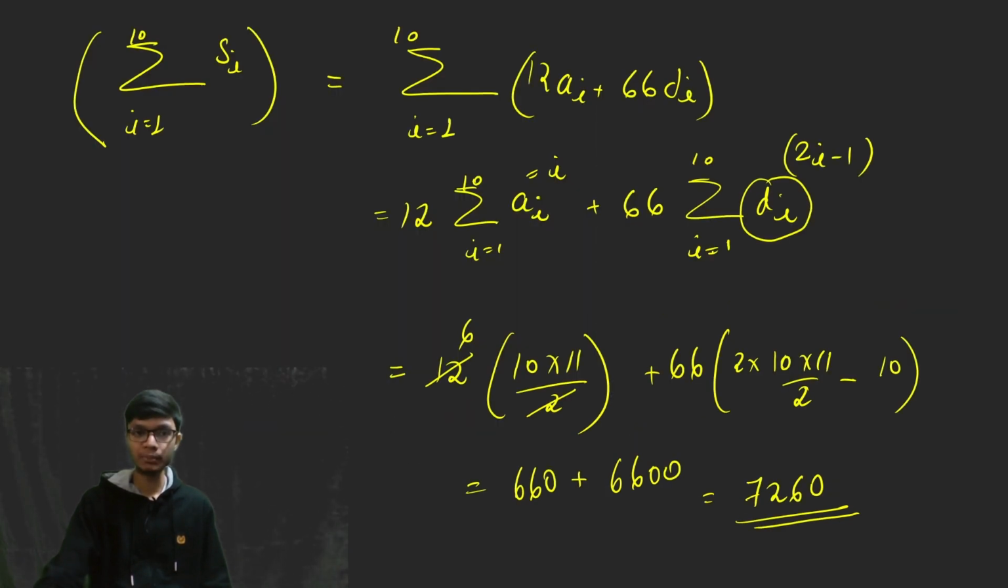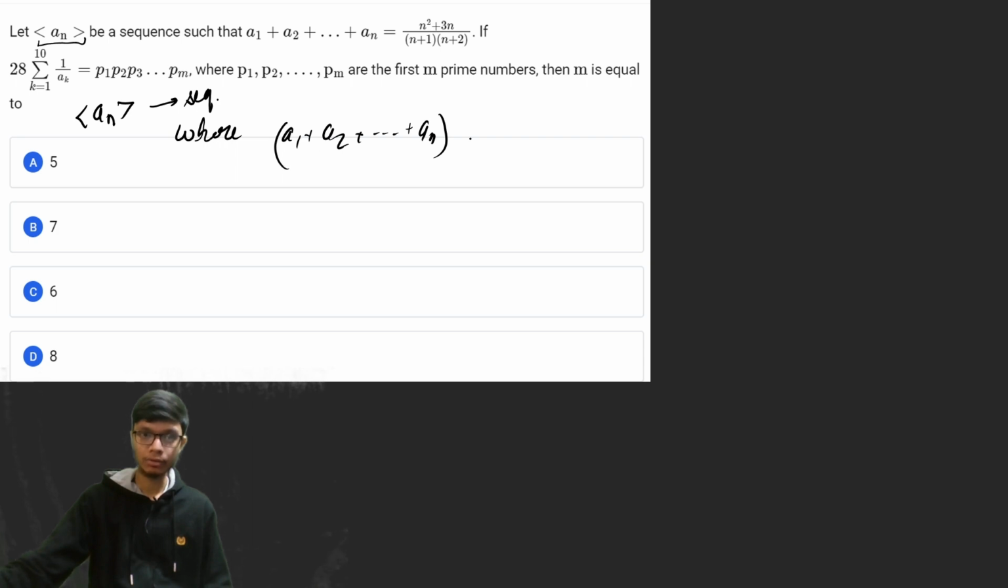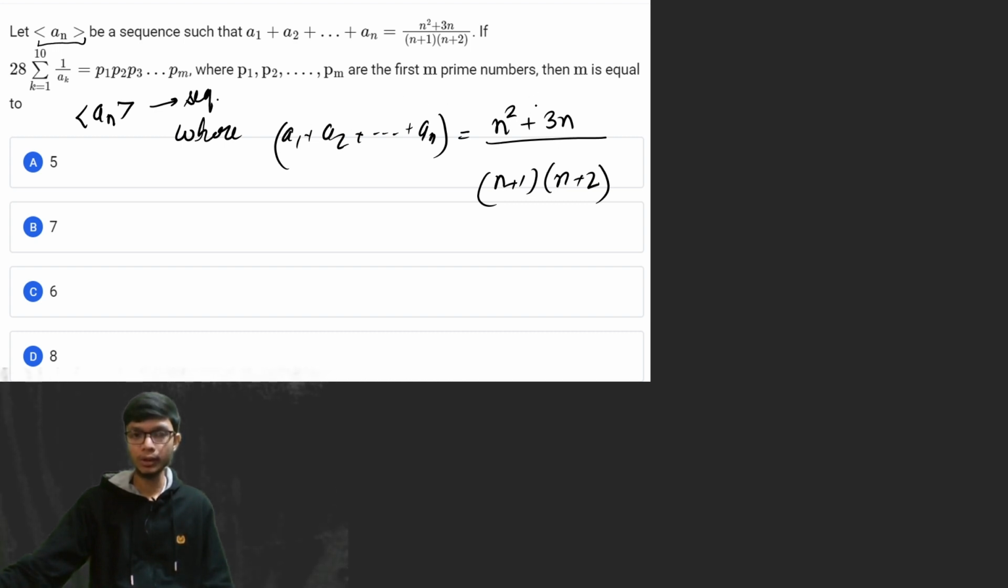So with this, let us move to the next problem. The next problem says that there is a sequence. Instead of telling what type of sequence, it says let a_n be a sequence such that a1 plus a2 and so on up to a_n is equal to (n square plus 3n) divided by (n plus 1) into (n plus 2). So such a sequence is given whose summation up to the nth term is equal to (n square plus 3n) divided by (n plus 1)(n plus 2).